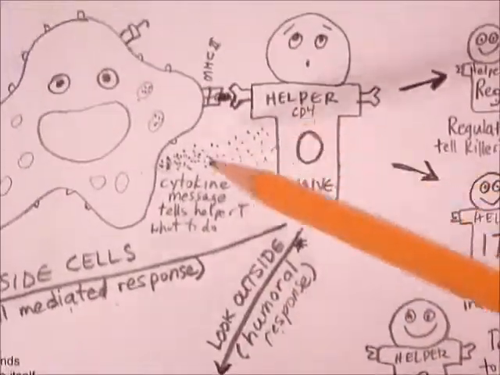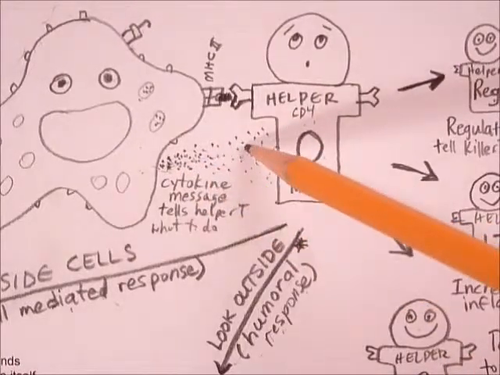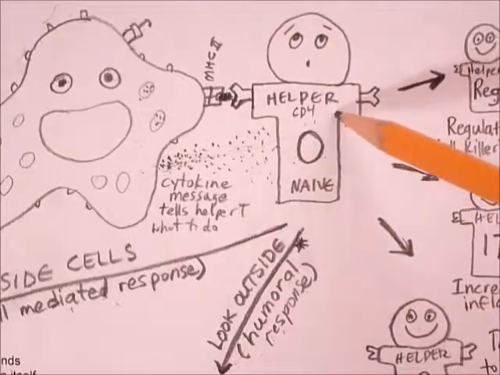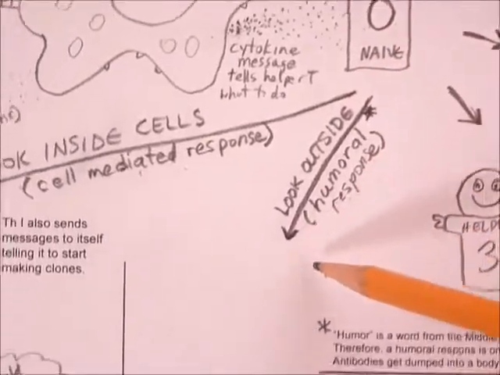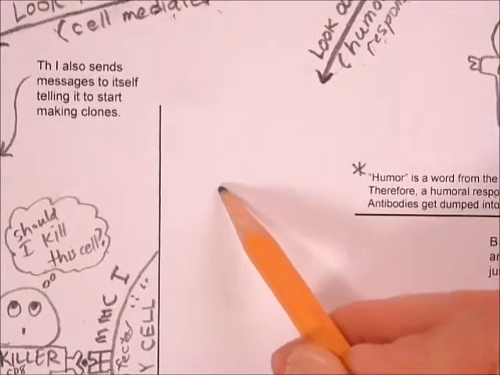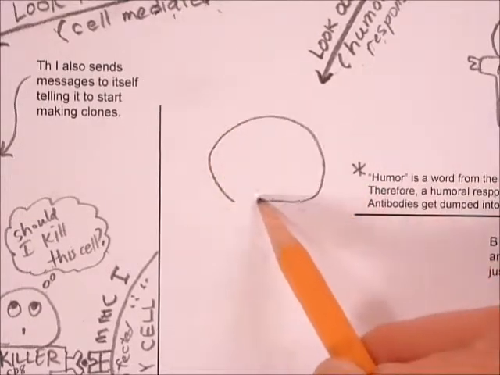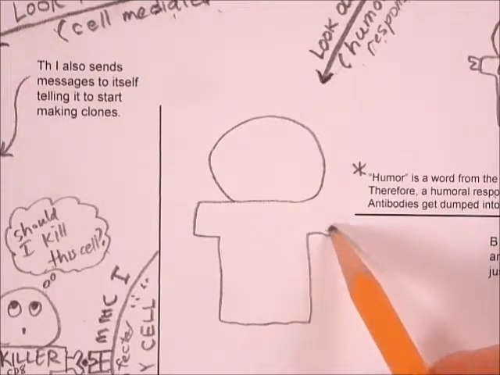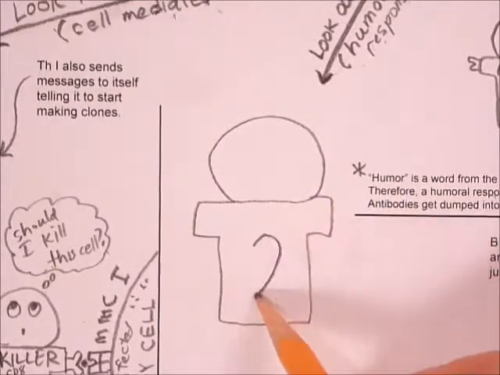So this side, if the cytokine messages from the macrophage say we need to look for this parasite outside the body cells, then helper 0 turns into not helper 1, but we're going to draw him as helper 2, because we already have helper 3, so we know it's not number 3.